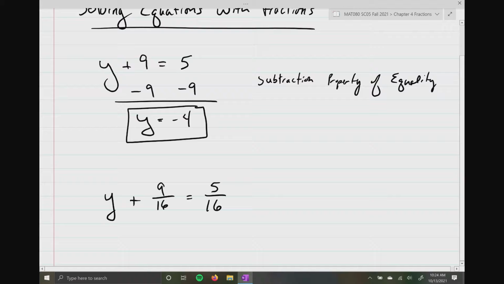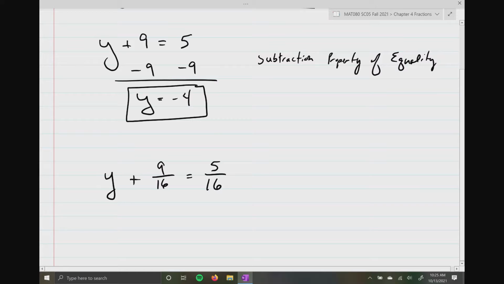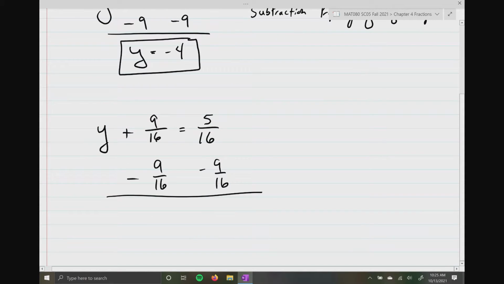Notice this problem is y plus 9 over 16 equals 5 over 16. How do we approach this problem? The same way, but the denominator stays the same. Exactly. We do it the same exact way. I love the way you said that, Amber. So we're going to subtract 9 over 16 from both sides. Now, on the left-hand side of this equation, 9 over 16 minus 9 over 16 is 0. So we isolated the variable. Here's the problem. It's that right-hand side. We have 5 over 16 minus 9 over 16.